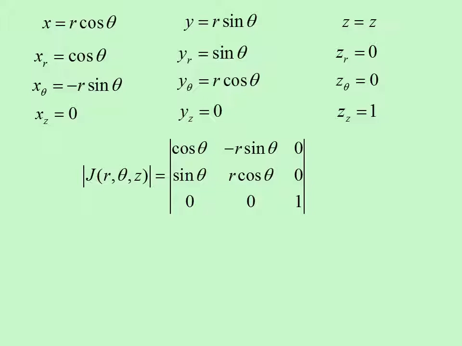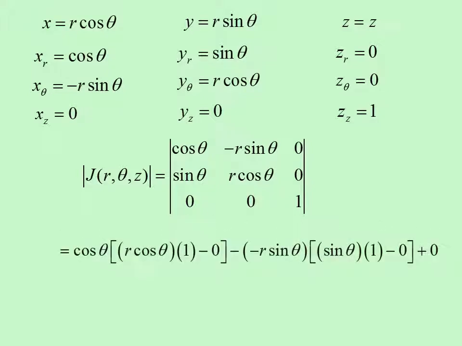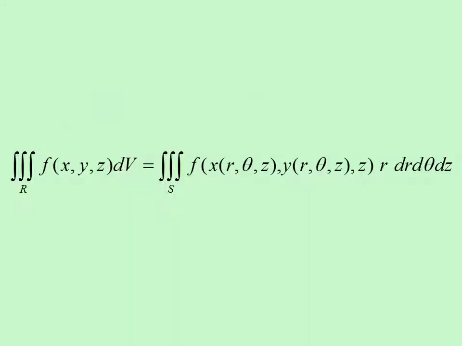Now, I'm not going to spend time on this PowerPoint going through the mechanical details, but here's expanding by the first row and simplifying. And sure enough, we come out with the factor r for our Jacobian determinant. Hence, when we change an integral from rectangular to polar coordinates, there is a factor of r.